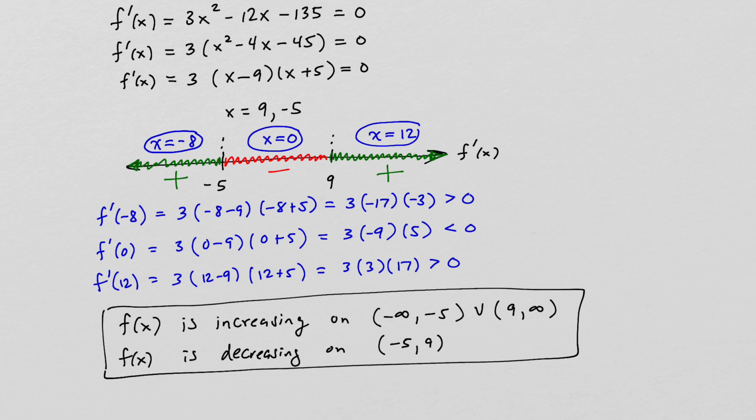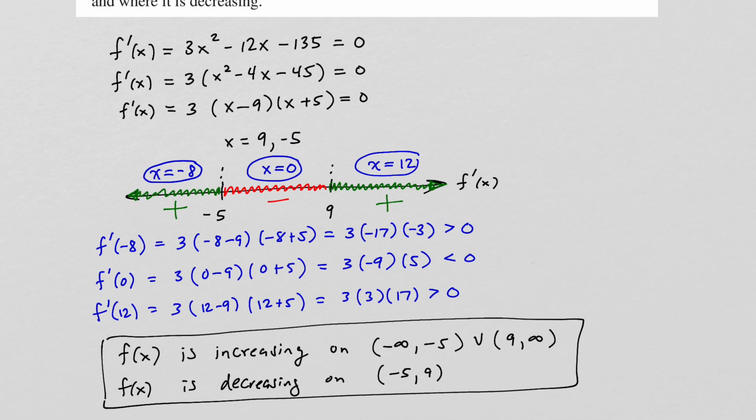Now this is a pretty simple example because our original function was a polynomial and the derivative of a polynomial is also a polynomial. And it's fairly easy to solve polynomial equations and test, but for other functions it could be a little bit more challenging. Now let's talk about local maximums and minimums.